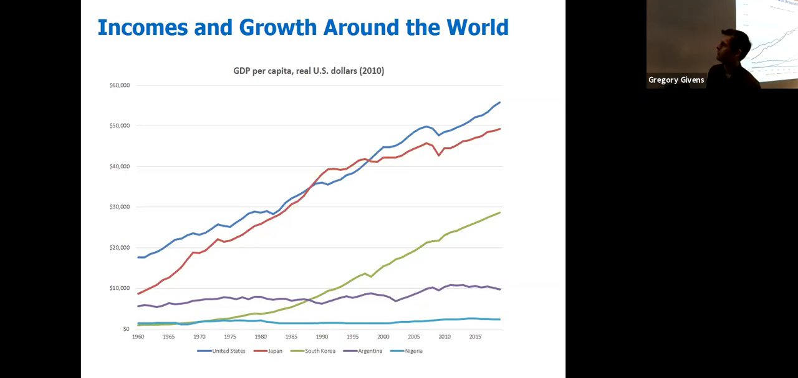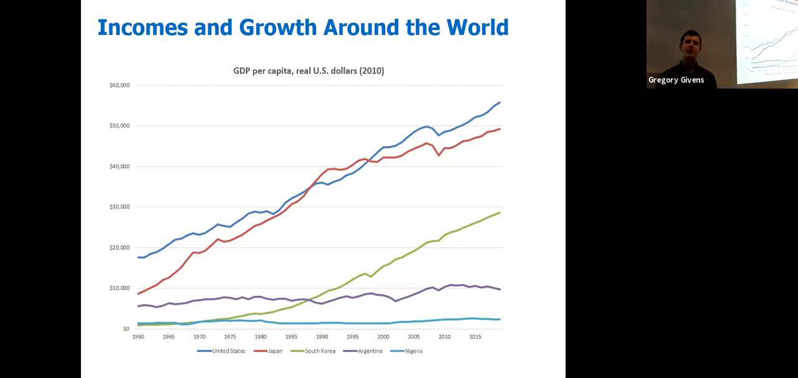Take a look at Japan. Japan was not one of the richest, necessarily the richest countries in the world way back in 1960. But from 1960 through 1990, Japan actually had the fastest growth rate of any country on planet Earth. And as a result, they actually overtook the US in per capita income levels briefly during the 1990s.